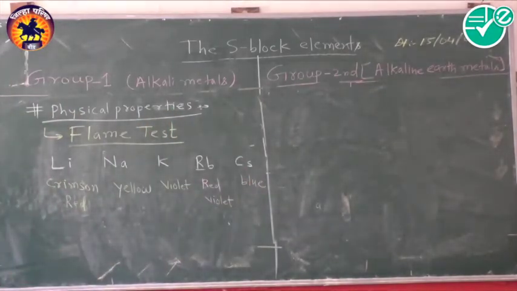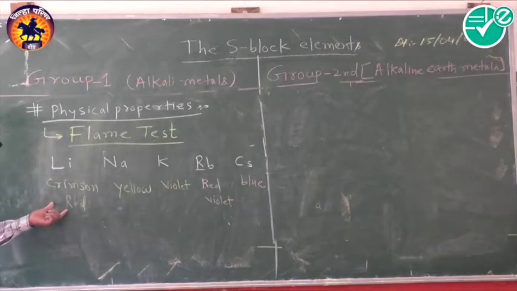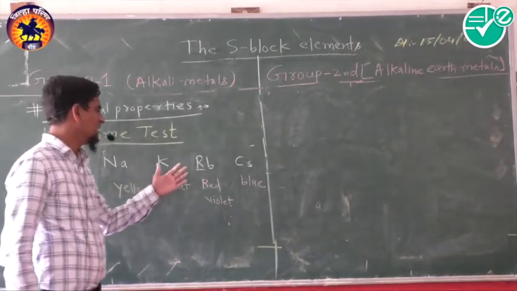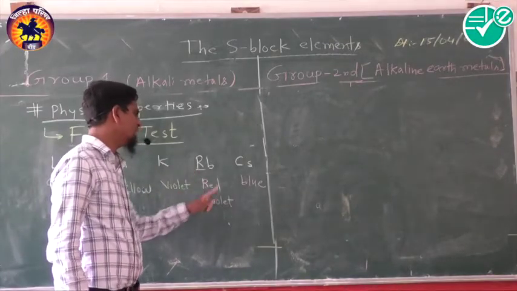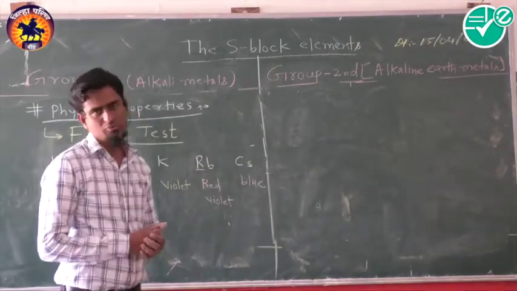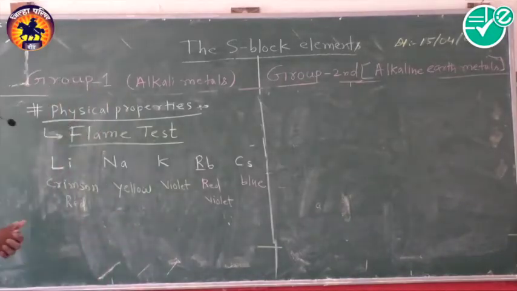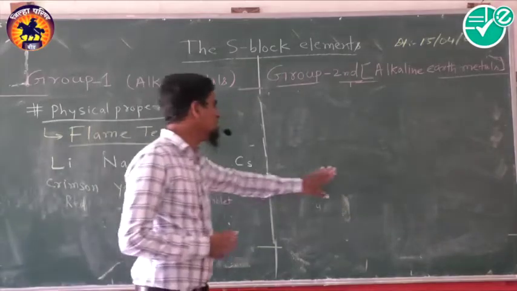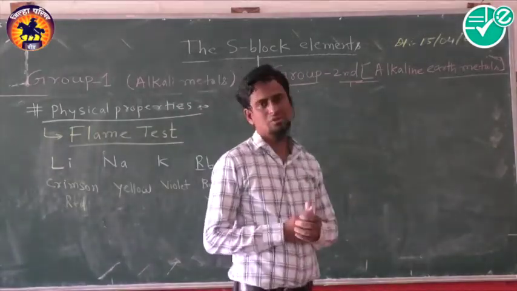Okay. For lithium, crimson red. For sodium, yellow. For potassium, violet color. And for rubidium, red violet. And for cesium, it is a blue color. In the same fashion, a few elements of alkaline earth metals show color.